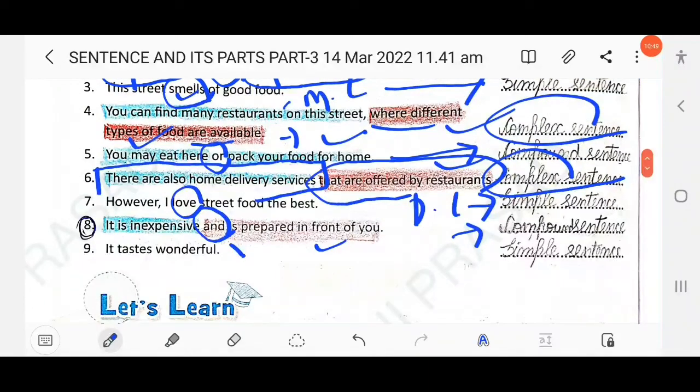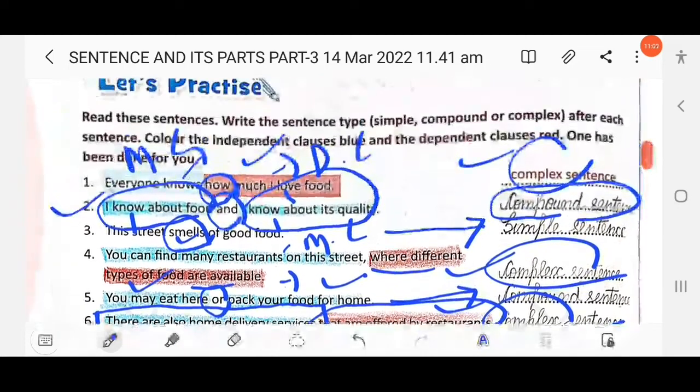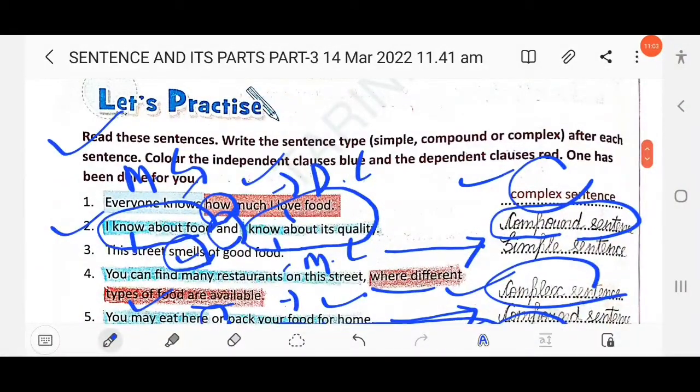Then next here: it tastes wonderful. Tastes, yes, there is only one finite verb. So this is an independent clause, only one, right? So this is a simple sentence. Clear? So you have to follow the instructions of the question. Okay.